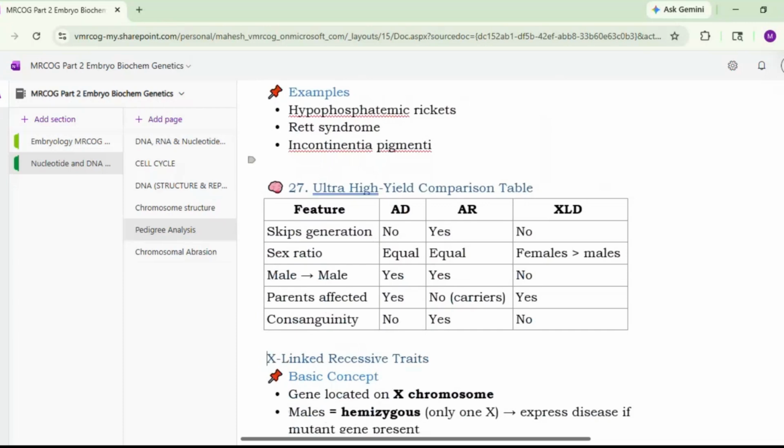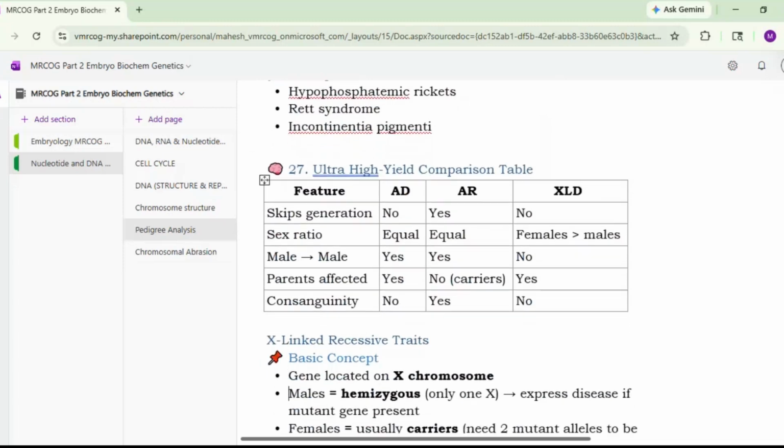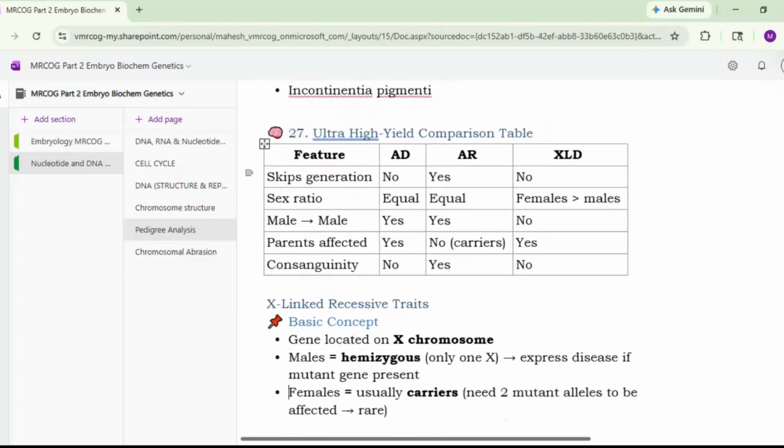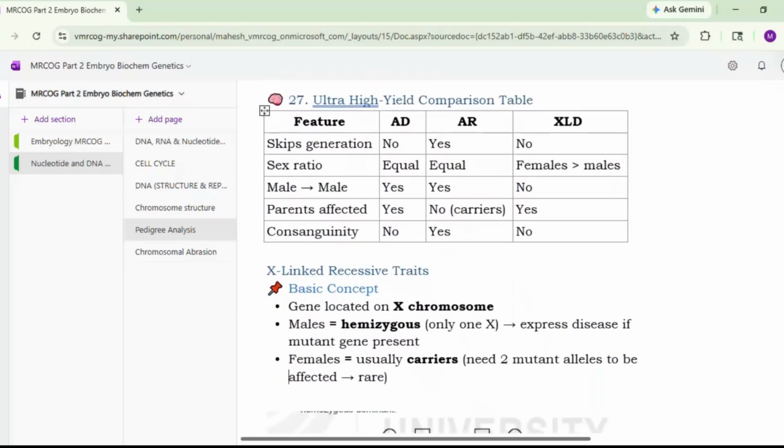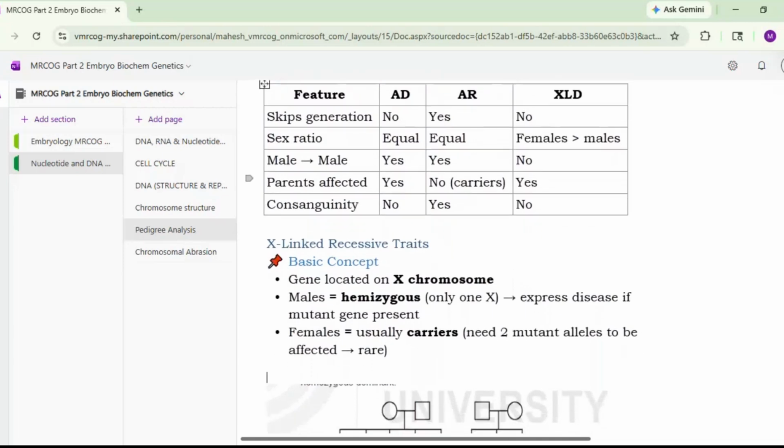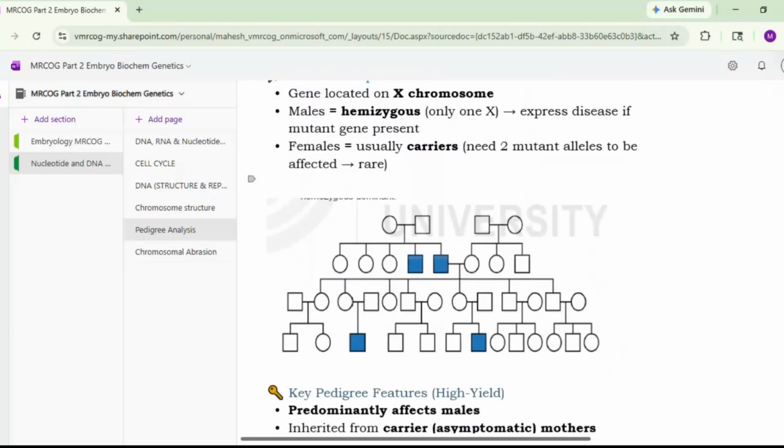Most commonly they ask X-linked recessive, autosomal recessive, or autosomal dominant. These are the three things which they ask. So in X-linked recessive, the basic concept is that the gene is located on the X chromosome. Males are hemizygous, so only one X chromosome is present. So even if the mutant gene is present, it will get expressed because they have only one X chromosome. While females will usually be carriers because it needs two mutant alleles to be affected, and that is rare.